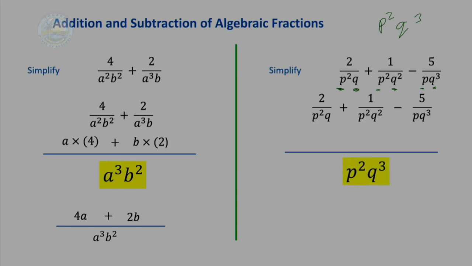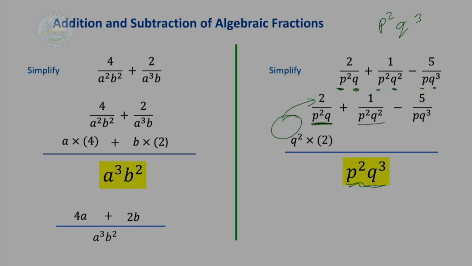So now that we have our lowest common denominator, the next question that we ask ourselves is this: what can each of these denominators be multiplied by to give us our lowest common denominator? My first denominator is p squared q. What must I multiply p squared q by to give me p squared q cubed? It's going to be q squared. So p squared q multiplied by q squared is going to give me p squared q cubed. So we now take this q squared and multiply it by our numerator. So it becomes q squared multiplied by 2.